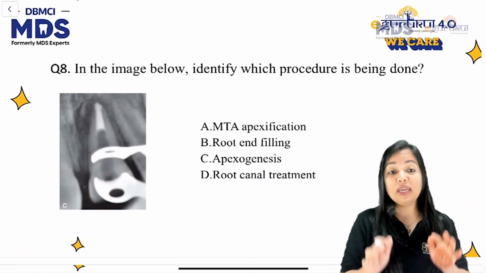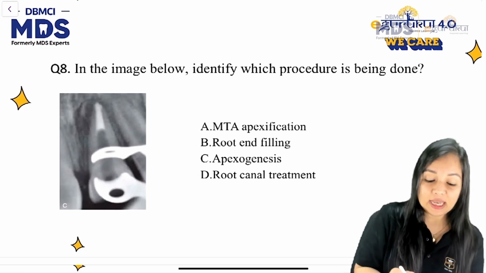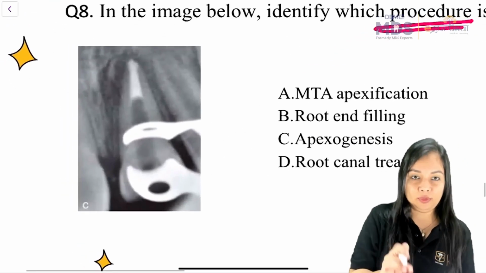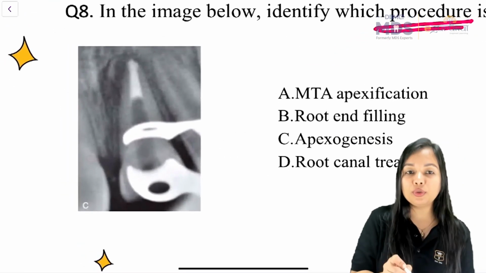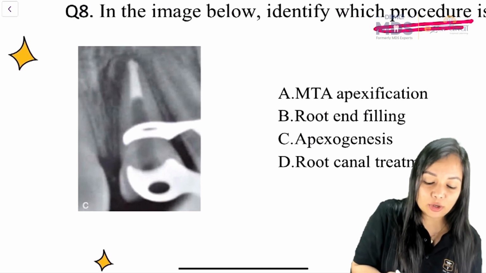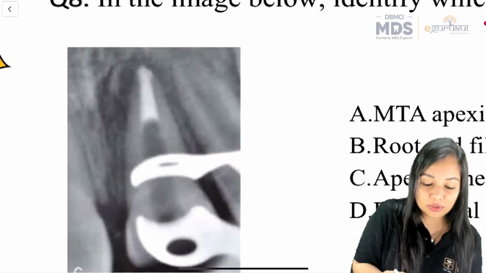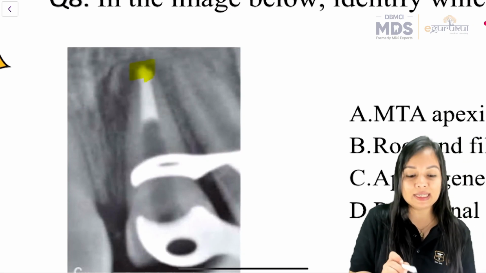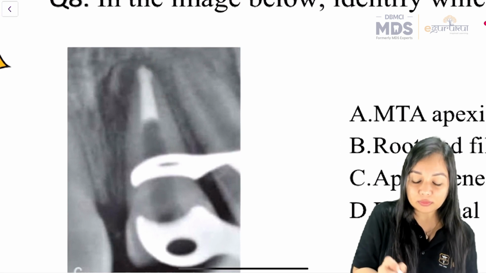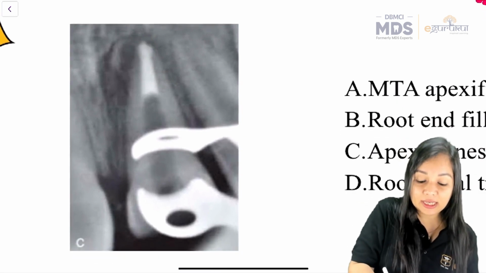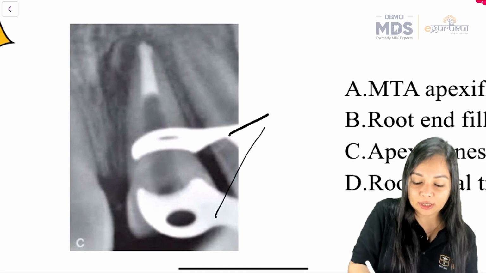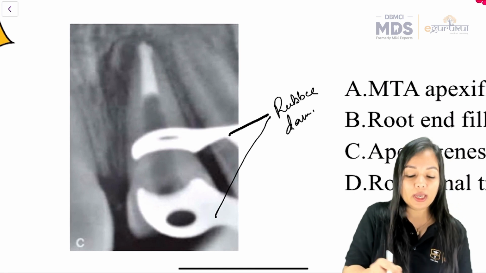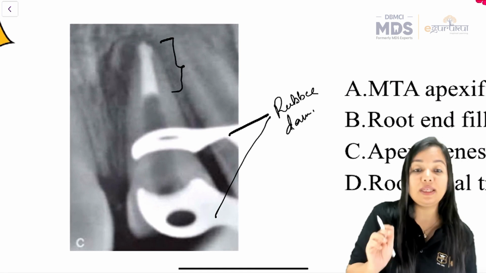This brings us to the 8th question. In this, they say, in the image below, identify the procedure that is being done. So this is the image. You see a tooth with a slightly open apex, because you can see whatever material this is, it is over here. Clear? So there's a slightly open apex. These hands that you are seeing here are that of the rubber dam, so you don't need to think about it. Rubber dam. Okay, so what is this particular thing over here?